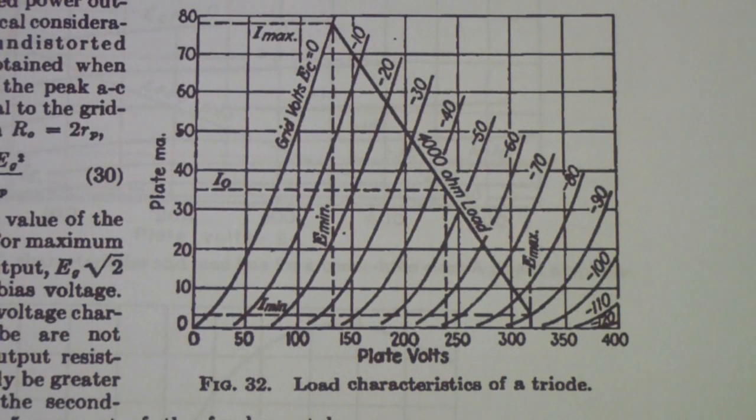So this is the load characteristic of a triode, and by the way, this picture comes from a handbook called Radio Engineering Handbook. In this case, it's page 365 of the second edition. You can download this book from the AmericanRadioHistory.com website, and there are 3 editions there. This is the first, and I'm using it because it's one of the early ones.